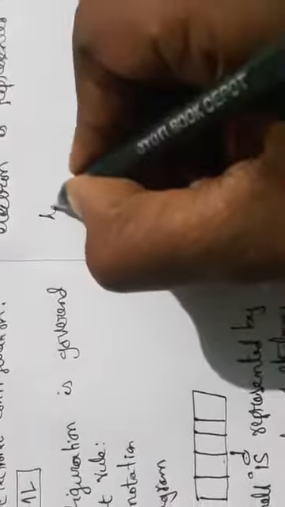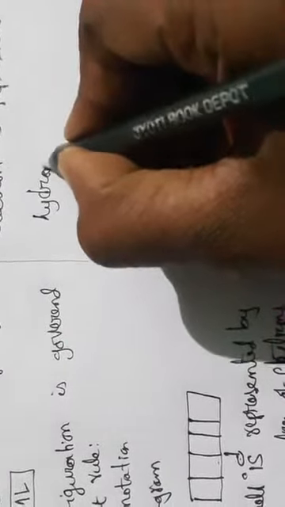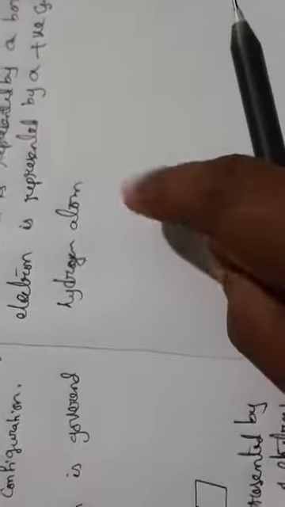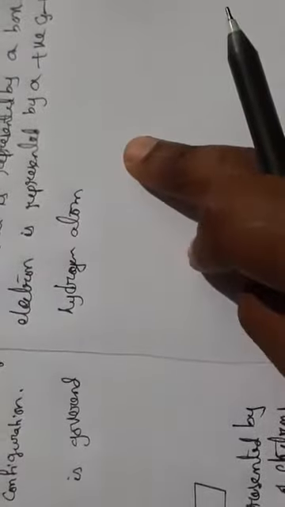So for example, let us consider the hydrogen atom with the 1s orbital. How will we write it? Hydrogen atom has only one electron. What is its atomic number? 1. So it has only one electron, and it will go to the lowest energy level, that is 1s.